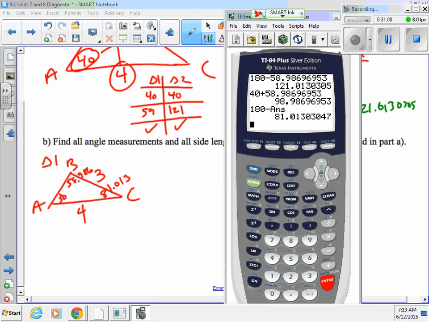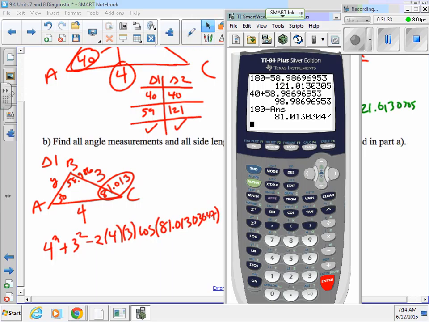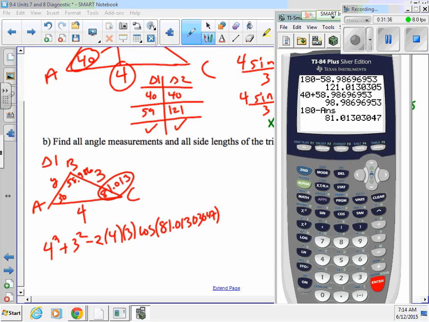And my side, I can get that by the law of cosines. I'll call this y. My angle opposite that is 81.013. So I can say 4 squared plus 3 squared minus 2 times 4 times 3 times cosine of 81.013 equals y squared. And I could take the square root of all of this to get y. So y is equal to the square root of all that.